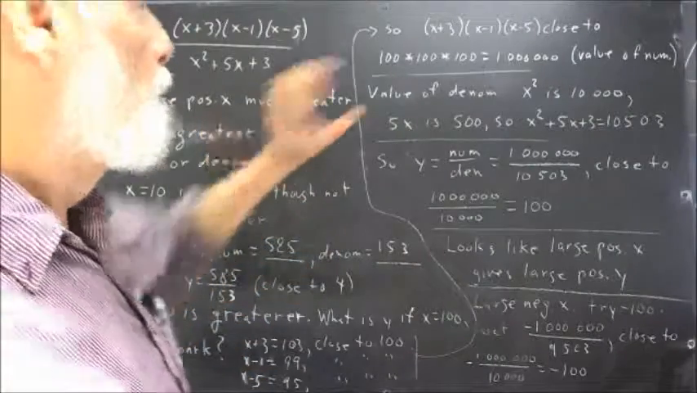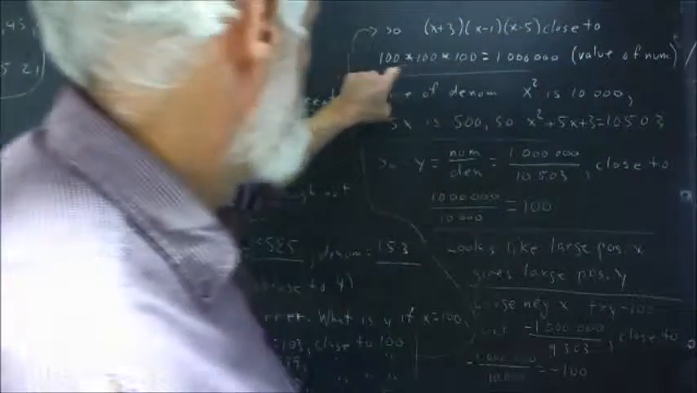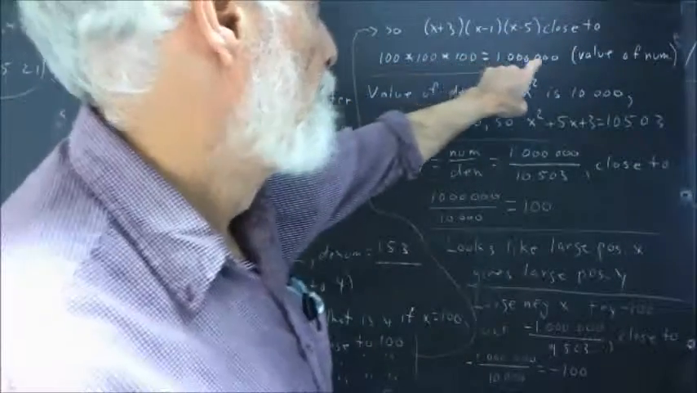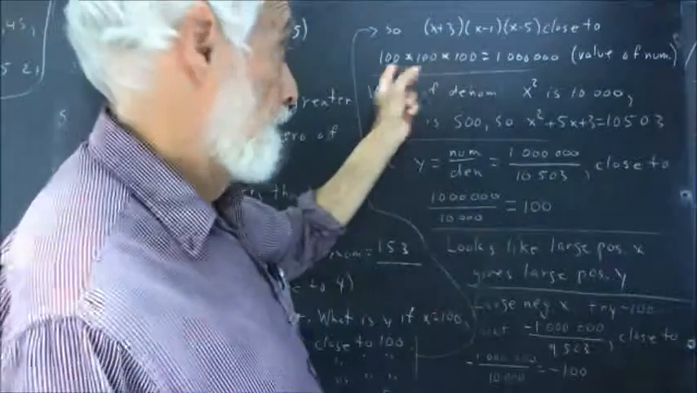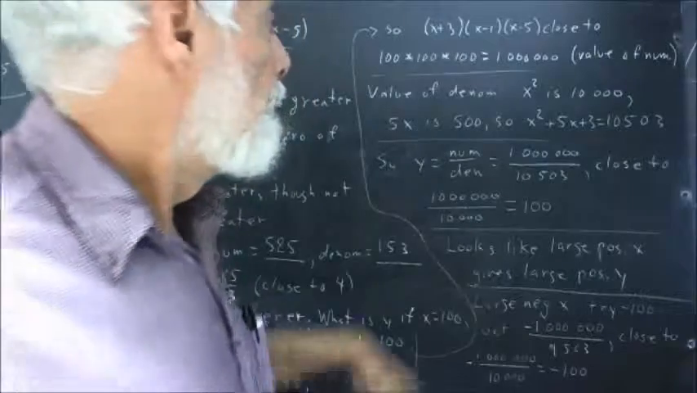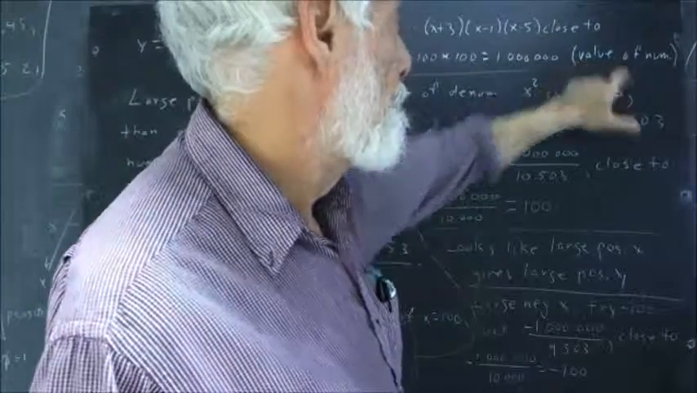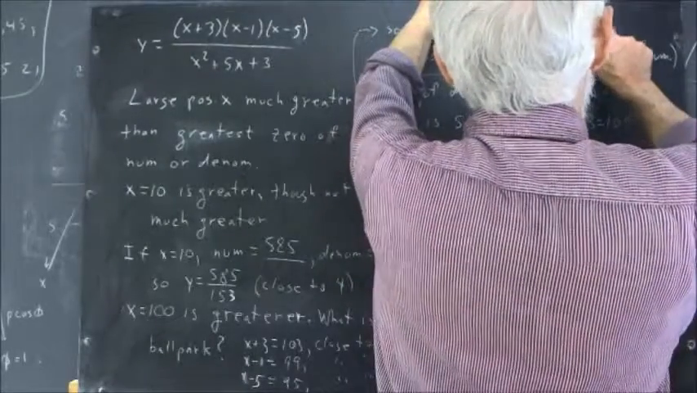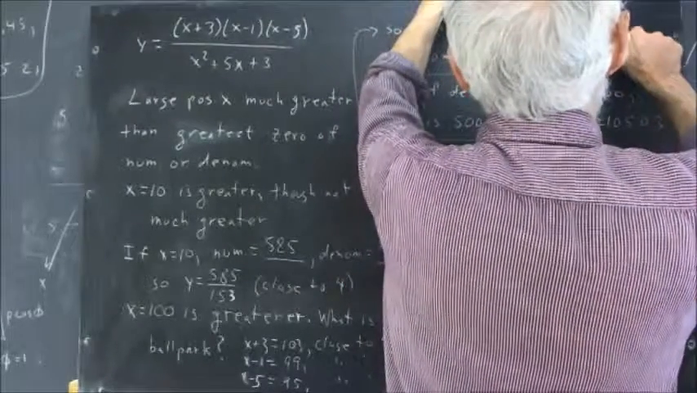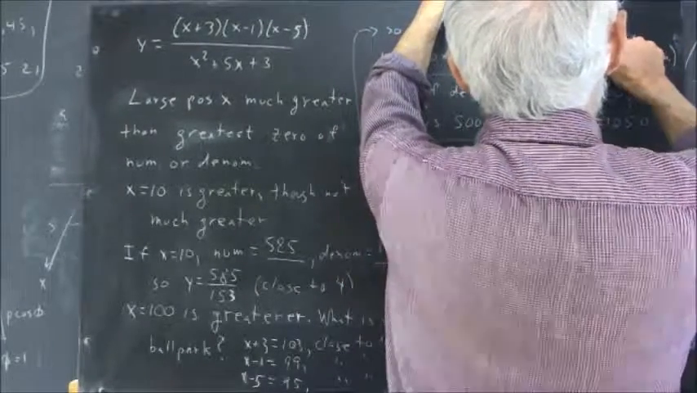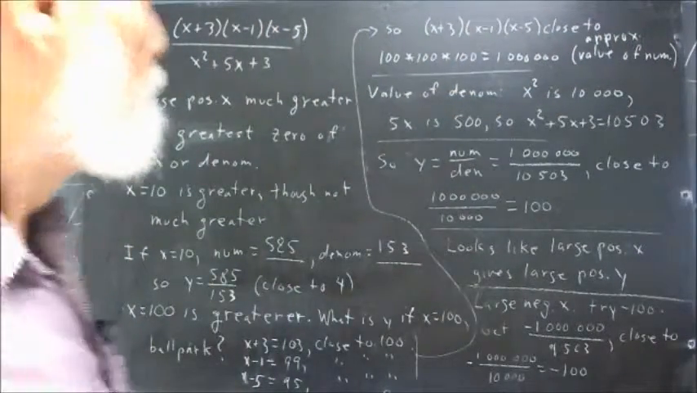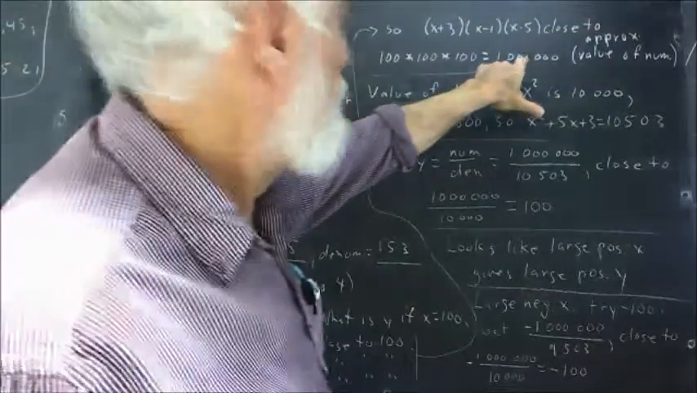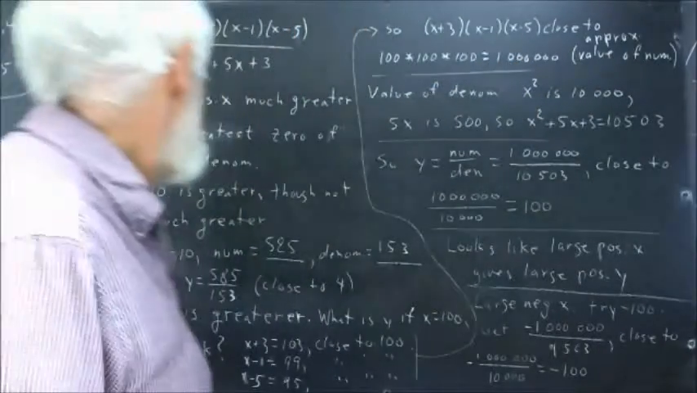So we expect that the product will be close to 100 times 100 times 100, which is 1,000,000. Again, you should be able to do that in your head. So that's the approximate value of the numerator. But that should be good within a few percent. The numerator is not going to be much different than 1,000,000.